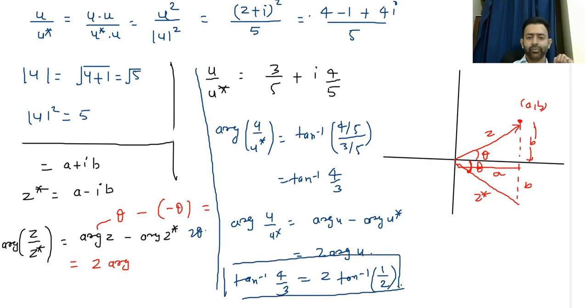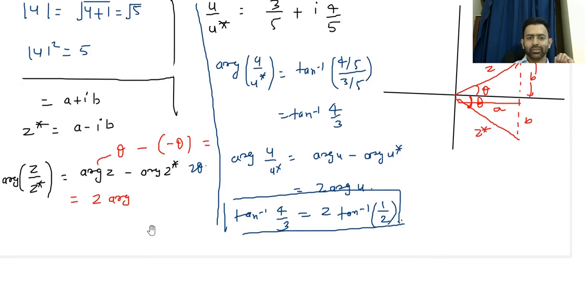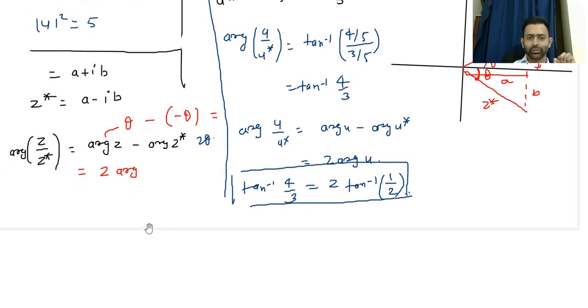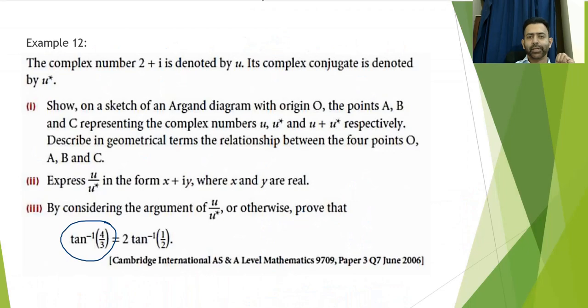Right, so tan inverse 4 by 3 is twice tan inverse 1 by 2. And if we have to prove why this identity comes, that argument of z minus argument of z conjugate is twice argument of z, you can prove this also, but in some other lecture I will prove this, not this time. So just practice all the questions that we have already covered, and if you have any more doubt or any question that you need to discuss in a video, just write in the comment section. I will make a separate video explaining that question.